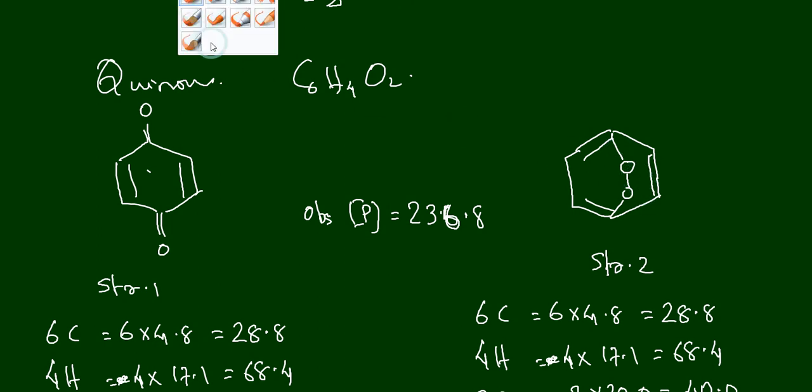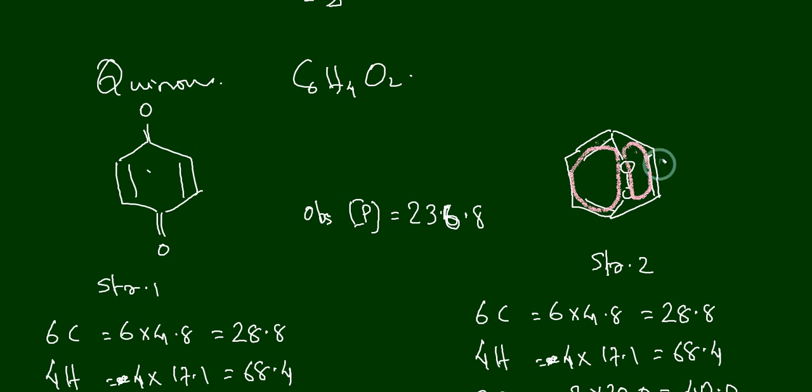Let me take another brush in order to show which are the 6-membered rings. This is one 6-membered ring, and this is another 6-membered ring, right? And there is another 6-membered ring here. This is also another 6-membered ring. So totally, no, it's 3 6-membered rings.